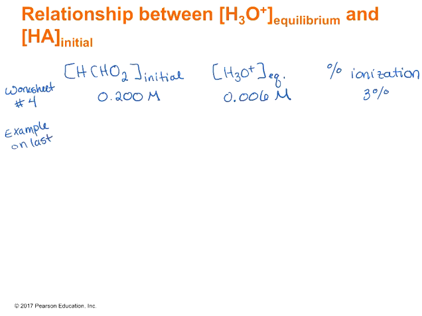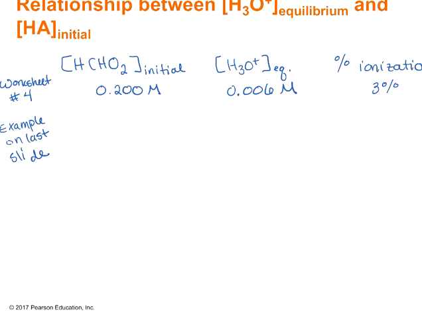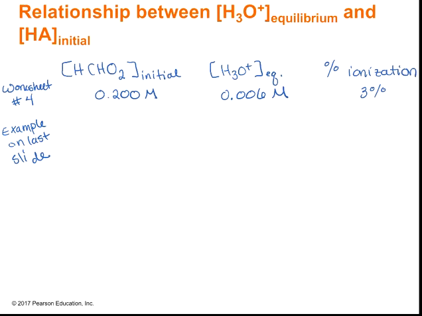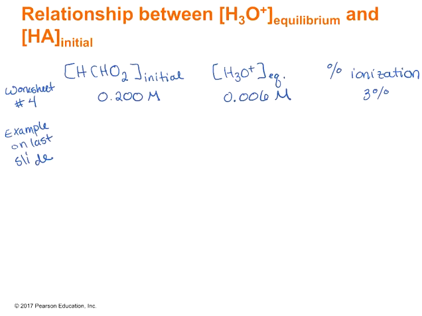Now let's look at the example on the last slide. So we said that the initial concentration for that example was 2.5 moles per liter. And we calculated the hydronium ion concentration as 0.021 moles per liter. And the percent ionization was 0.85%.